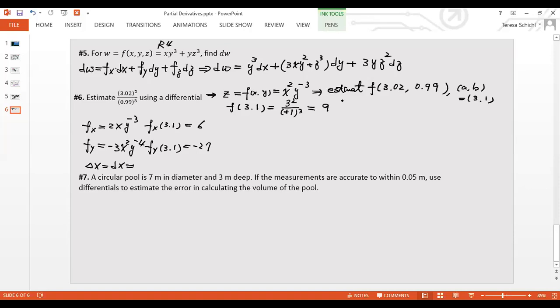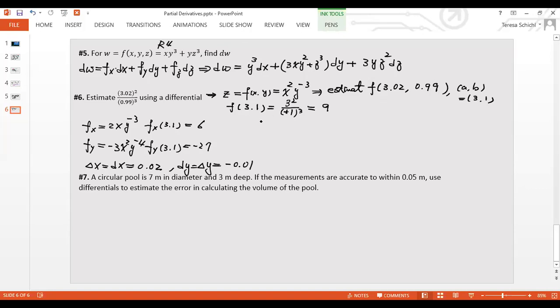Okay, so now let's take a look at what my dx or delta x here is, from 3.02 to 3, right? So it's 0.02, correct? Okay, then what is my dy or delta y here? It will be from 0.99 to 1. So the difference here will be -0.01.